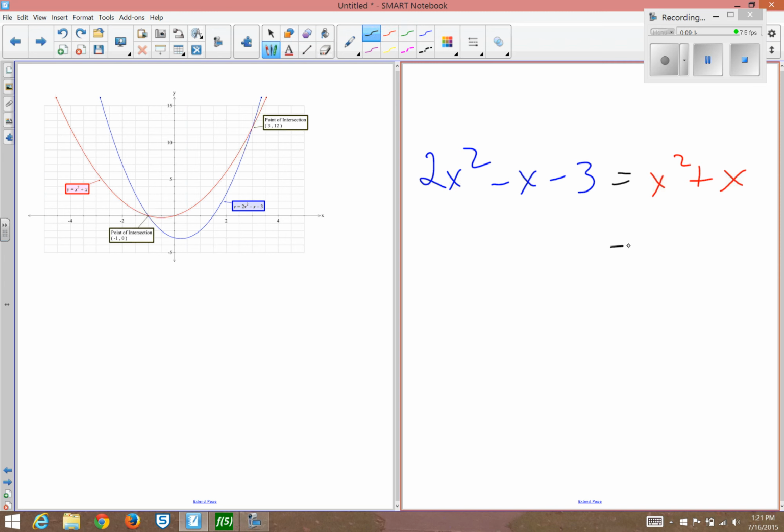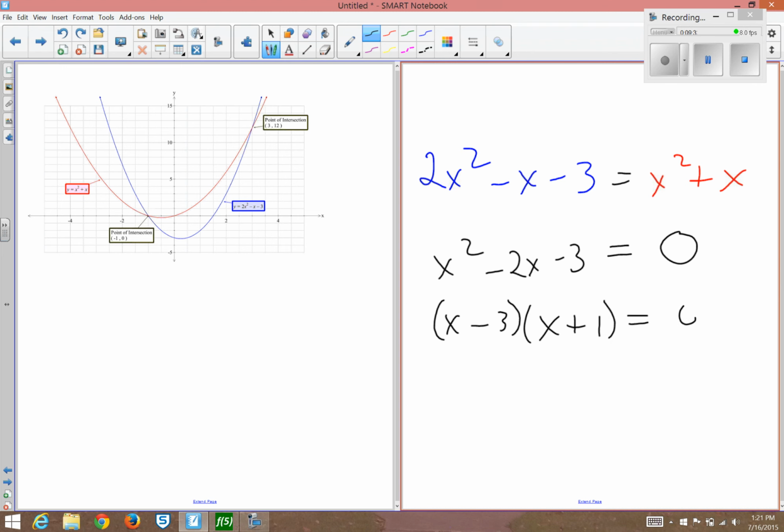If we subtract x squared from both sides and subtract x from both sides, this right side here will be 0. Then x squared minus 2x minus 3 can be factored. It's x minus 3 times x plus 1, which equals 0 when x is equal to 3, or when x is equal to -1.